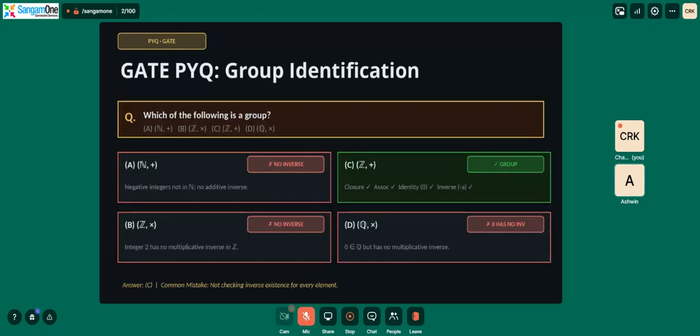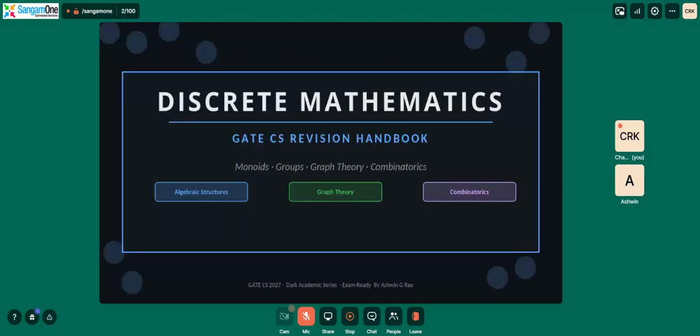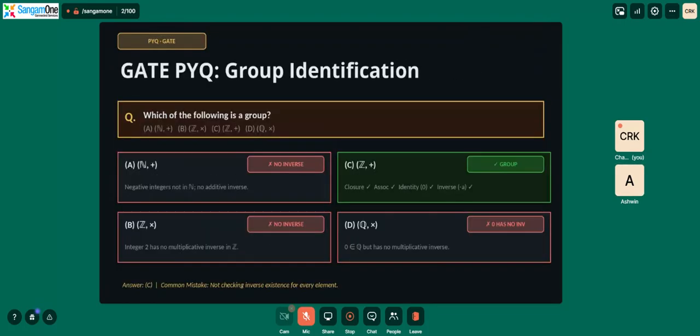This is a GATE question. Which of the following is a group? If you go through all the conditions of a group, you can easily spot that the set of integers follows closure, associativity, and identity, and inverse also follows. The other options are also mentioned to avoid confusion. The answer is C. A common mistake is not checking inverse existence for every element.